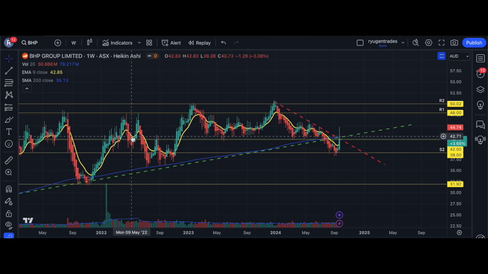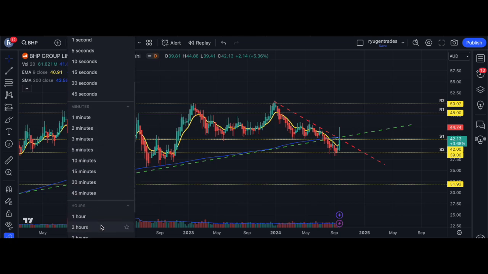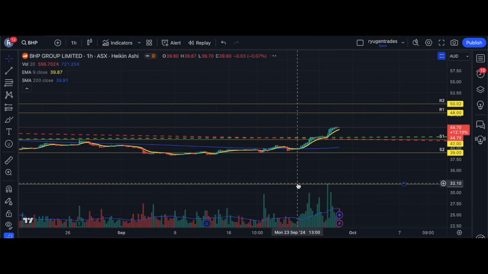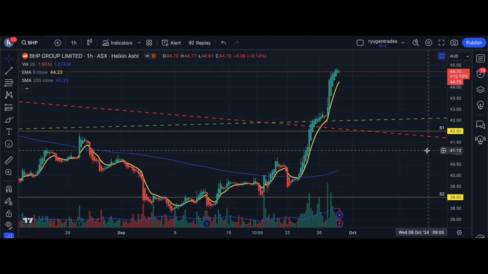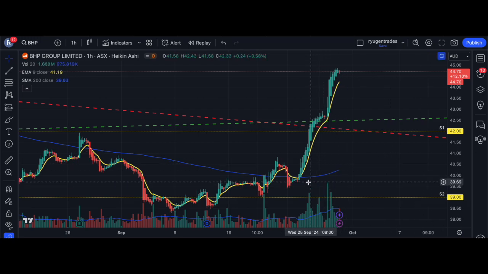I will zoom in now to the hour chart. Now let's zoom into the hour chart so that you see the Heiken Ashi will work in different time frames as well. And for the hour chart, you look at last week's price action. So usually for me personally, it will be a buy.